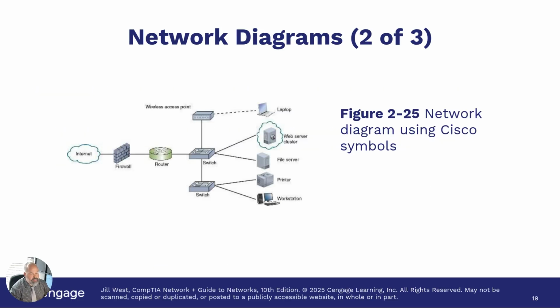So here's a diagram of a network using standard Cisco symbols. Each symbol represents a different type of device, whether it's router, switches, firewalls, servers, workstations. Notice in the diagram, it shows the logical flow of data from the internet through the firewall to the router, through the switches, and then finally to those end devices. It's like a roadmap showing all the stops that the data makes on its journey to the end user.